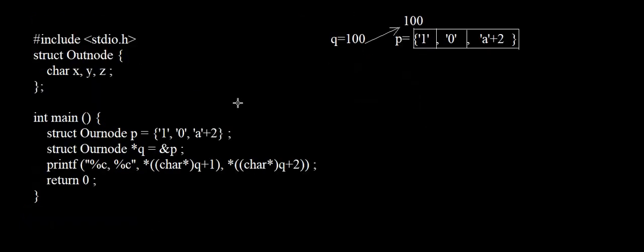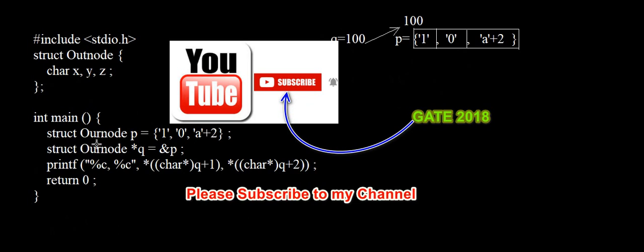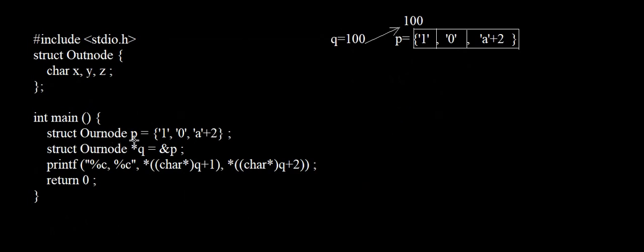Okay, let us now look at the code. In the main function we have a structure declared, our node P, and we have something like this 1, 0 and a character plus 2, and there's a pointer to a structure, this our node. Now there's a base address of P, let's say that's 100. 100 is assigned to Q, which is a pointer to a structure, our node. It means that the base address of P is just the value of Q.